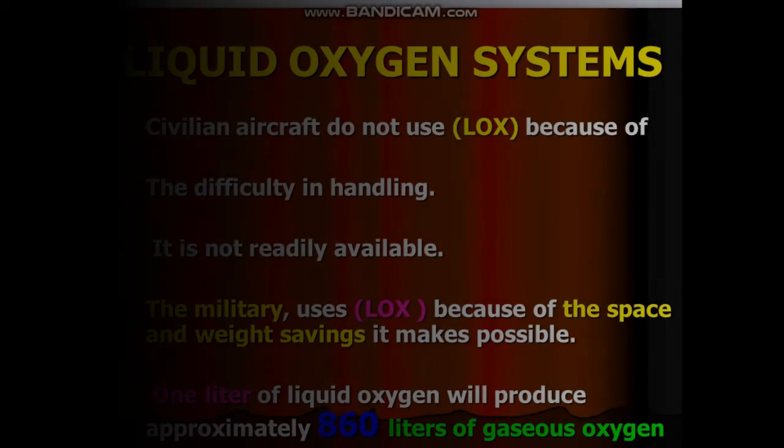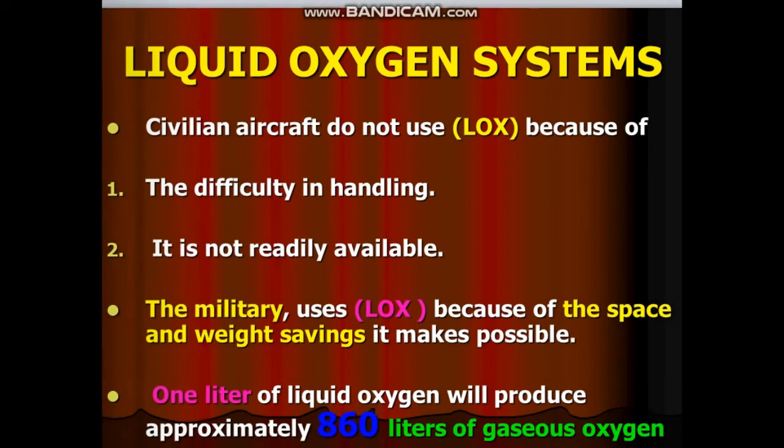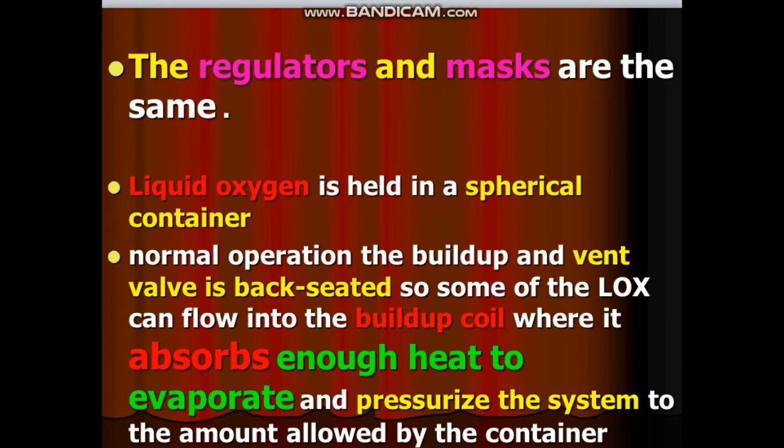Liquid oxygen systems. Civilian aircraft don't use liquid oxygen because of the difficulty in handling it, and it's not readily available. The military use liquid oxygen because of the space and weight savings it makes possible. One liter of liquid oxygen will produce approximately 860 liters of gaseous oxygen. The regulators and masks are the same.